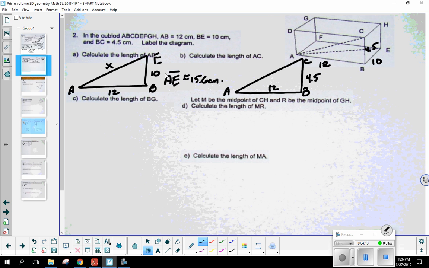So we're doing the exact same thing we did just a moment ago, but now it's just for another diagonal. So I don't want to use the same variable because I don't want to insinuate that these are the same. So let's call that y this time. It really doesn't matter whatever you call it. So this would be y squared is equal to 12 squared plus 4.5 squared.